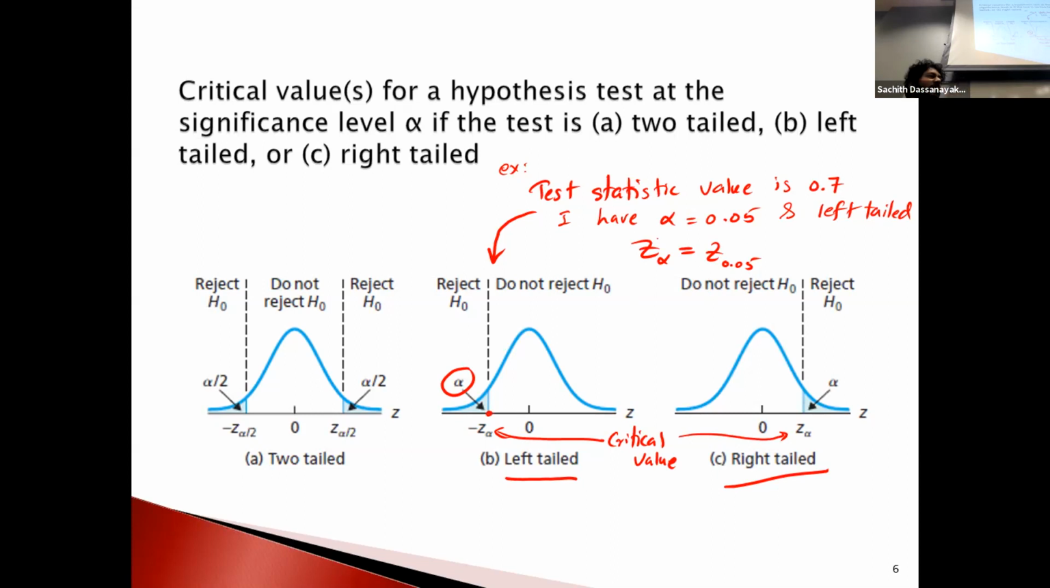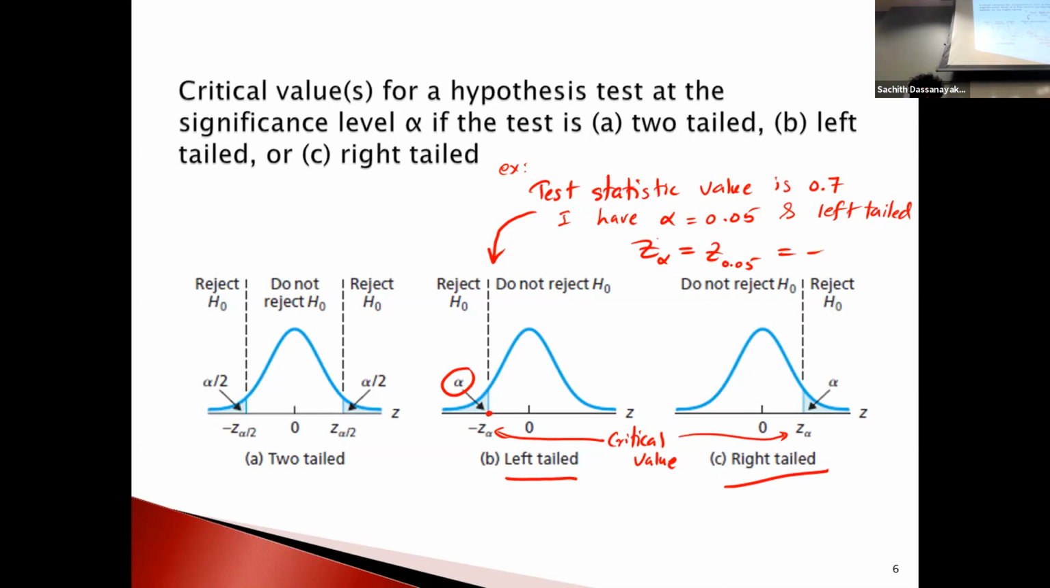I don't remember the exact value, but it's not 1.96 or 68. Anyway, it's going to be a negative value. So that negative value is much lower, or much smaller, than my test statistic value.